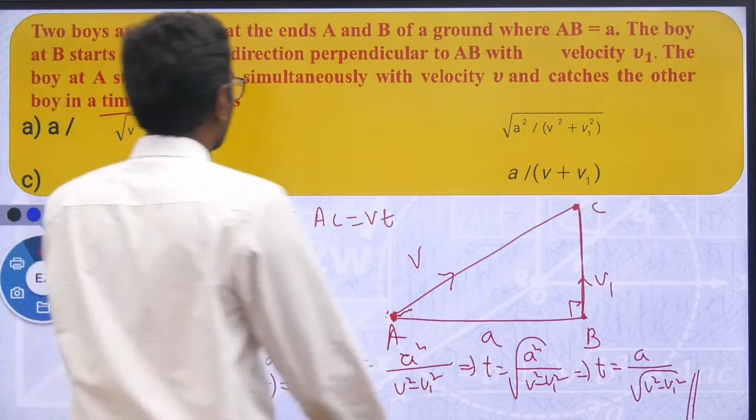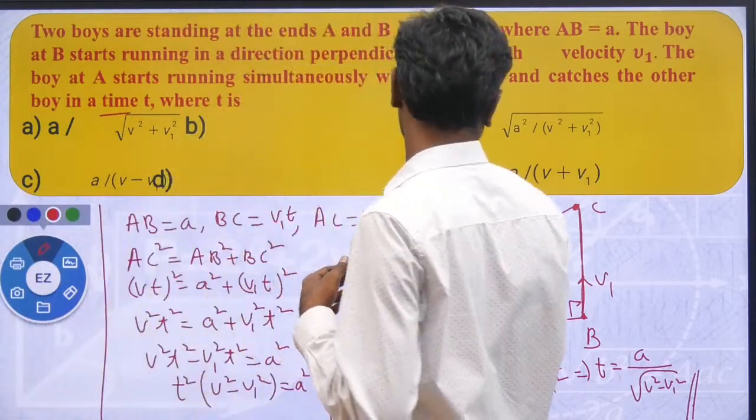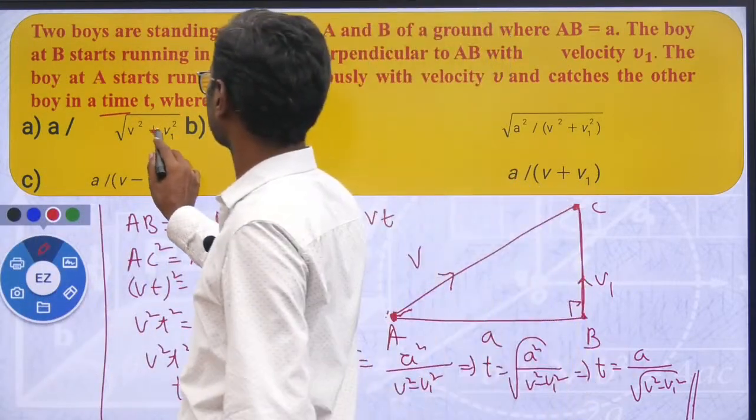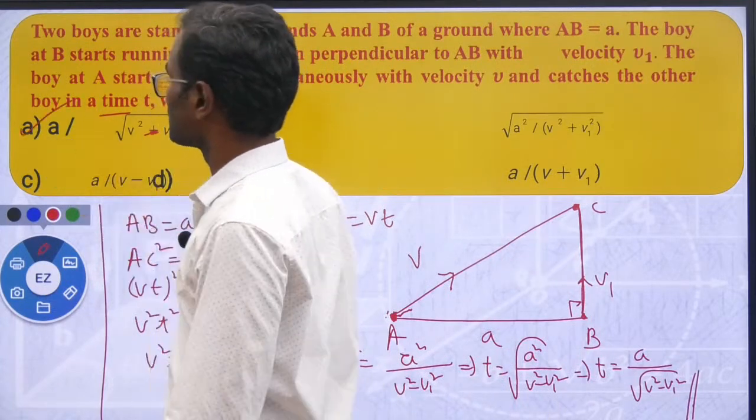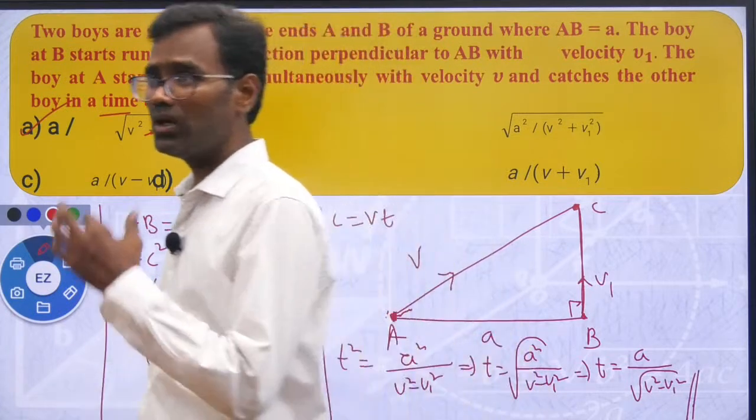So t is equal to A by root over V square minus V1 square. This is your answer.